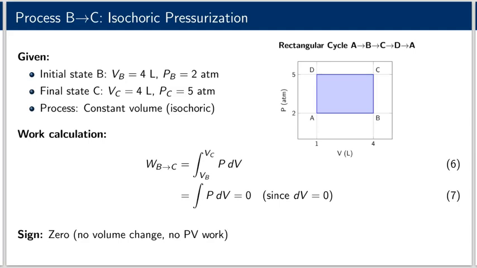Now next is the constant volume process. So here as volume is constant, dV equals 0. So the integral will be 0. So no volume change means no PV work is done. So work for B to C is 0.